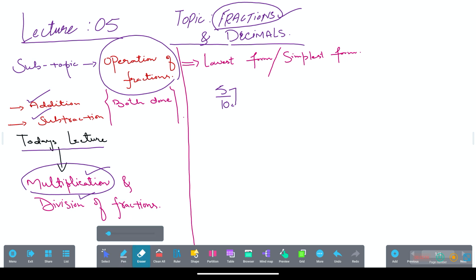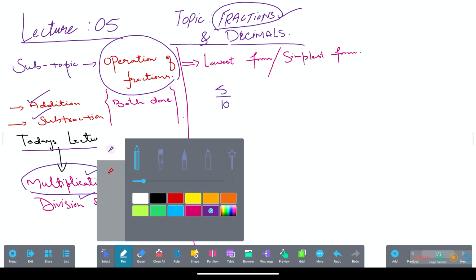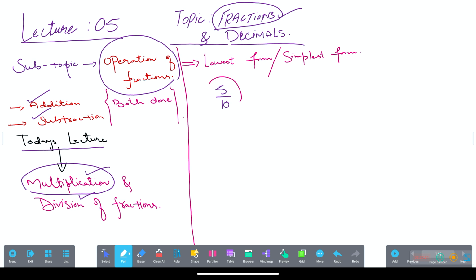I have taken here 5/10. This 5/10 is a fractional number because it is in the form of a by b, where b is not equal to 0, or in the form of numerator by denominator. But is this the simplest form of the fraction? When will we say that the fraction is in the simplest form? Once you get an answer like 5/10, you will not keep it as 5/10, because you are aware that this is yet to be simplified further.